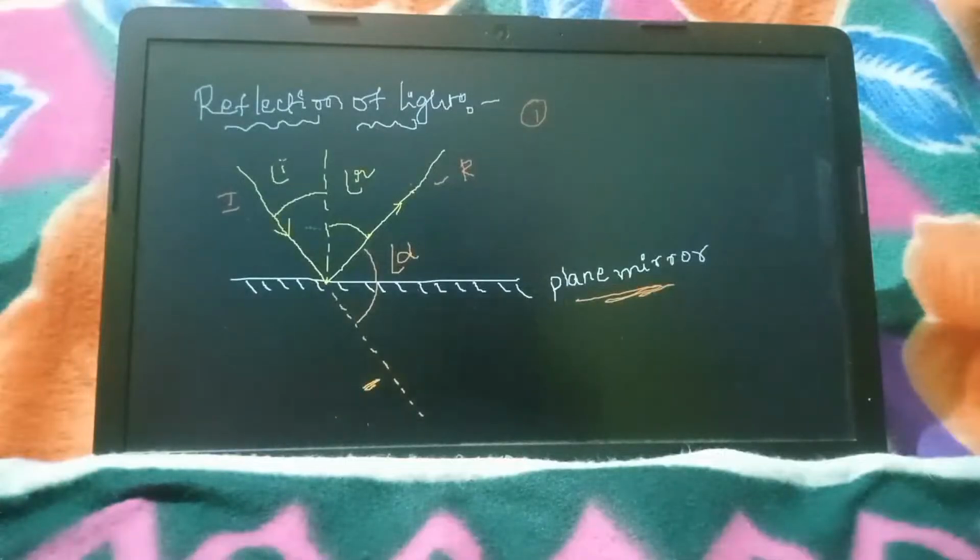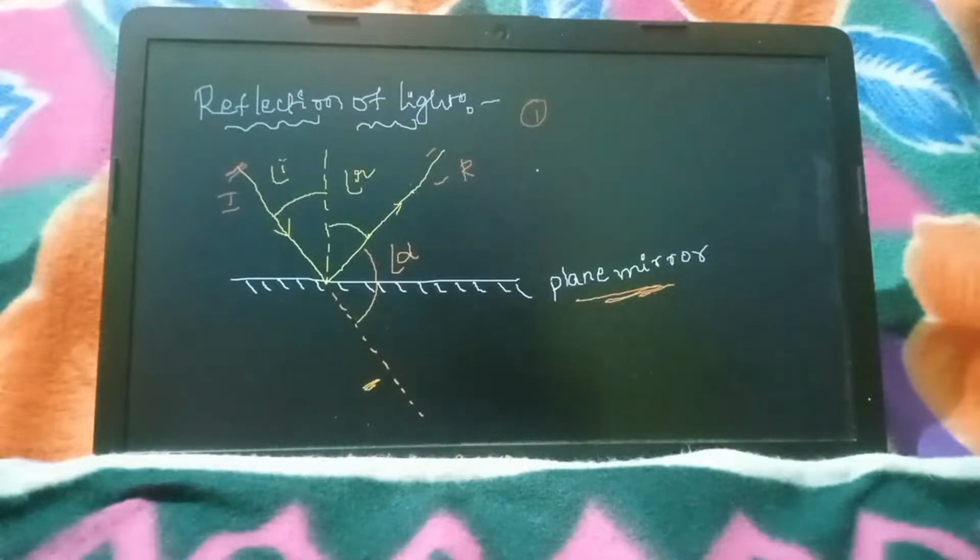Okay. So now I hope you got it. So once again, this is the incident ray, reflected ray, normal line. This is a plane surface. This is the normal line. And the phenomenon of bouncing back of the light from the reflecting surface is called reflection of light. The entire phenomenon, whatever I'm taking, is called reflection of light.